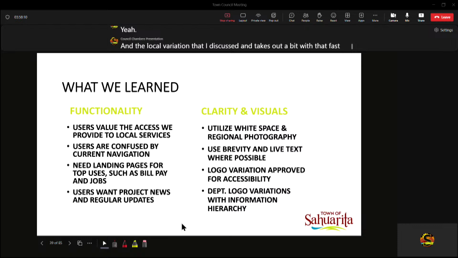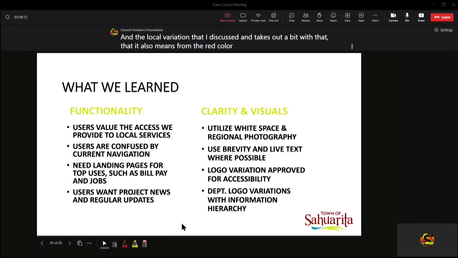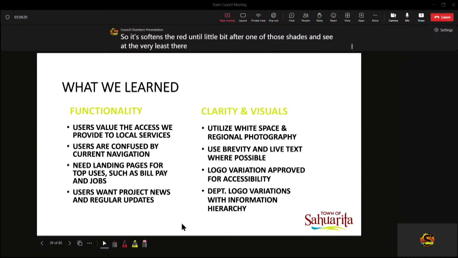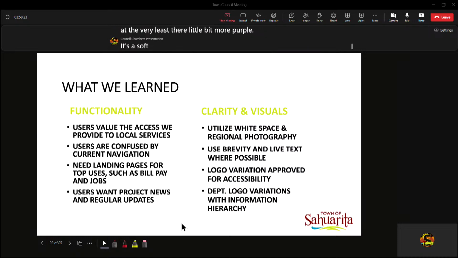The logo variation that I discussed takes out a bit of that bounce. It also moves from the red color to a Sonoran wine. So it softens the red into a little bit darker shade, one of those shades you see at the very base there, a little bit more purple. It's a softer feeling for the eye, less fast food, more winery in tone.